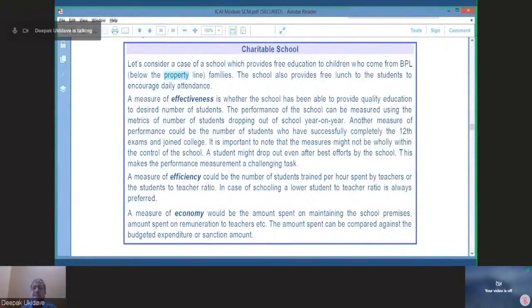So now when the trustees of the school are looking at the performance evaluation or performance measurement, they will look into these three aspects: effectiveness, efficiency, and economy. So how this is brought into place with the help of value for money framework, it is a very classic case. So I thought of bringing it before you, and it is very self-explanatory. A measure of effectiveness. How do you count effectiveness in case of a charitable school? Whether school has been able to provide quality education to desired number of students.